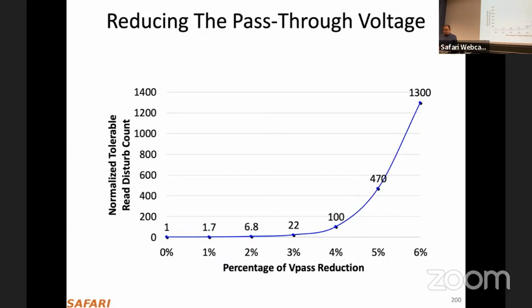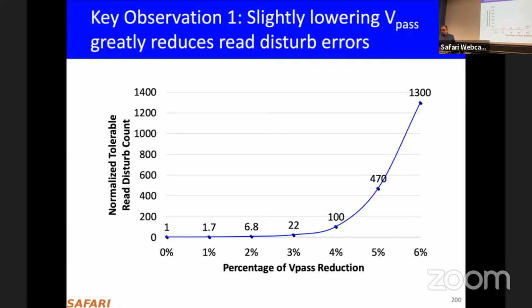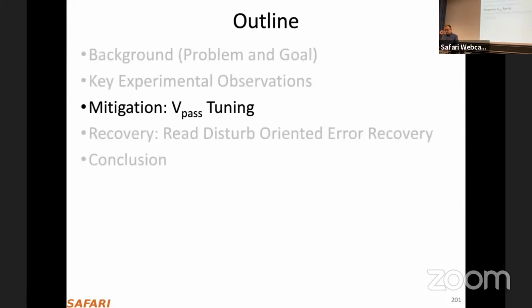And here is another result, a better visualization of the previous thing, showing 3 orders of magnitude. By reducing the VPass by 6%, you can provide 3 orders of magnitude higher lifetime. So this is really good. So our mitigation is that we want to tune VPass.